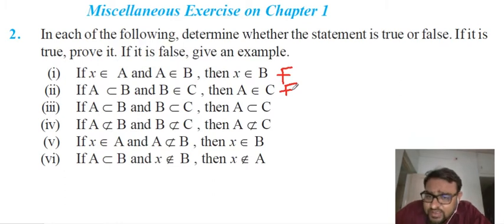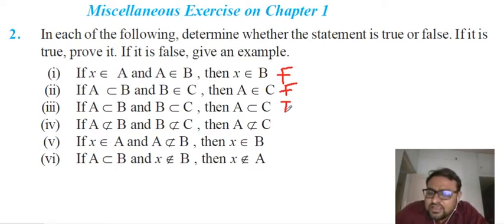The third one, A is a subset of B and B is a subset of C. That means A is a subset of C. Now this is true because A is a subset of B, that means all the elements of A are in B. B is a subset of C, that means all the elements of B are in C. So definitely all the elements of A will be in C. Just like Ahmedabad is in Gujarat and Gujarat is in India, that means definitely Ahmedabad is in India, right? So this is a true statement.